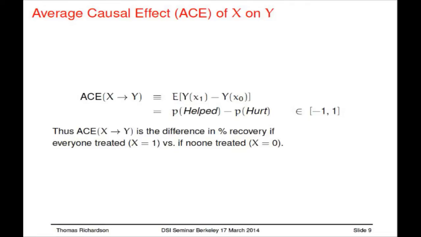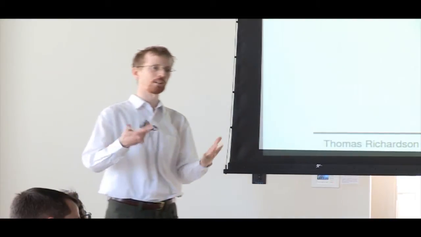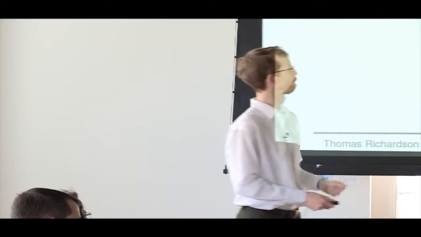Because if everyone's treated, then the people that will have a good outcome are those of type always recover and helped. If no one is treated, then those with a good outcome will be of type always recover or hurt. So subtracting one from the other, we get helped minus hurt.